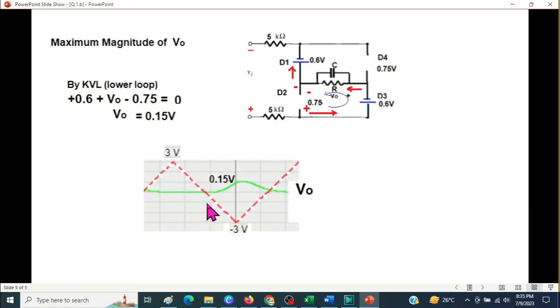And the final diagram, we could draw it like this. This was the input, and the peak of the output will be 0.15 volt. So I hope you have been able to follow this. Now I'll attach a simulation diagram to give you an idea exactly what is happening. So if you were interested, just follow or see the simulation diagram. Thank you.